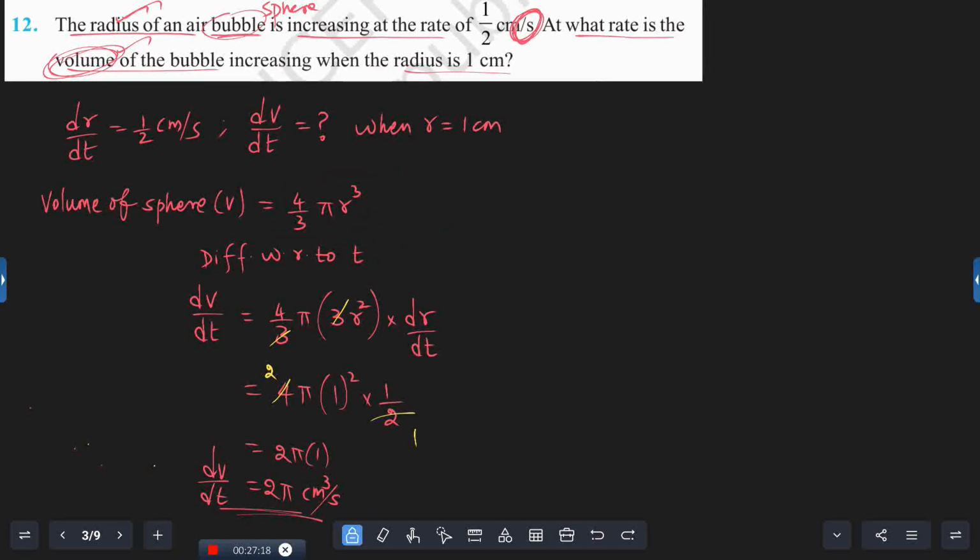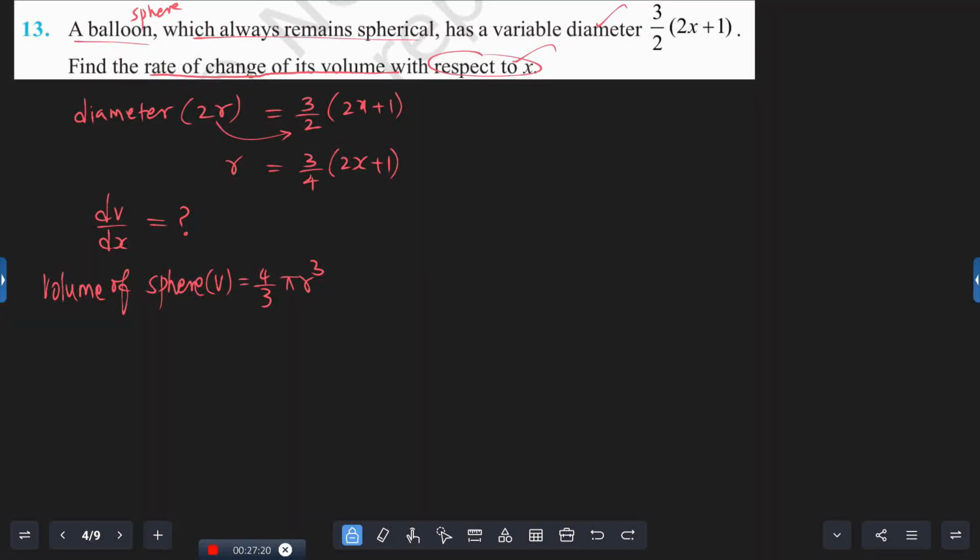But now in question number 13, when you differentiate directly with respect to x, what will happen? You will get dr by dx. But is dr by dx given in the question? No. So you should not differentiate directly. Then what do we have to do, sir?